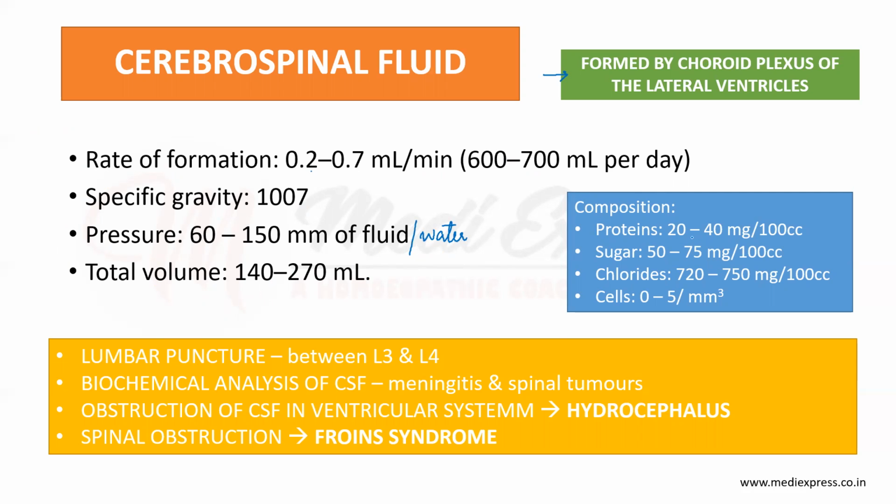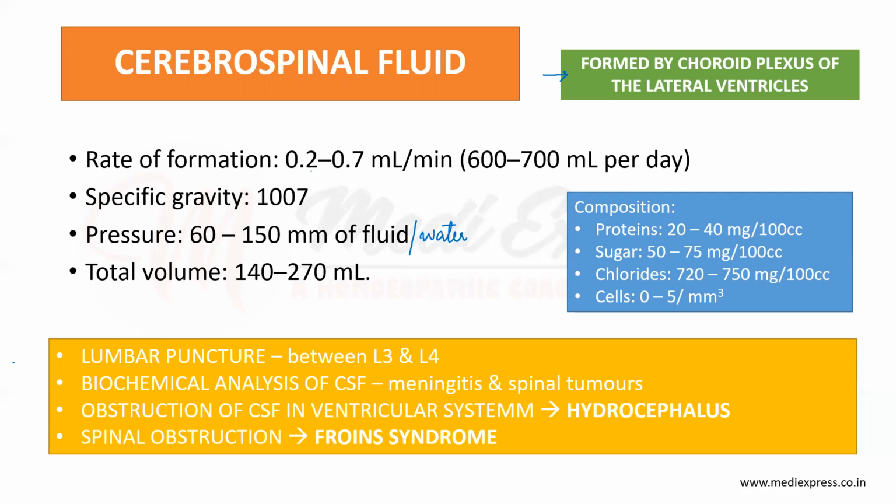Now, coming to the composition of cerebrospinal fluid. Proteins are 20 to 40 mg per 100 cubic centimeter. Sugar is 50 to 75 mg per 100 cubic centimeter. Chlorides are 720 to 750 mg per 100, and cells are 0 to 5 per cubic millimeter. So this is the composition: proteins, sugar, chlorides, as well as a few cells.